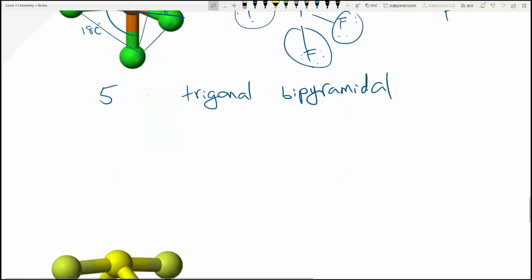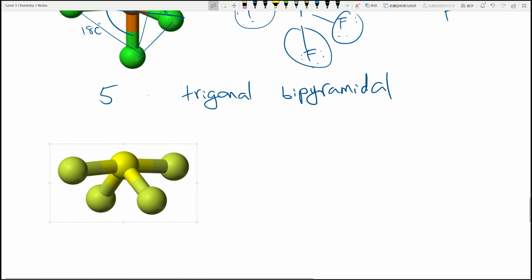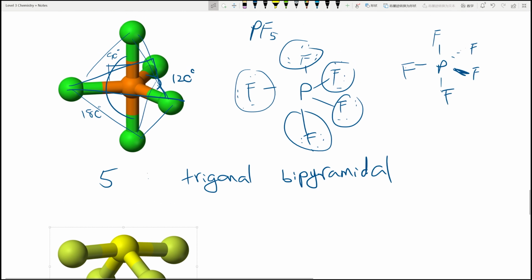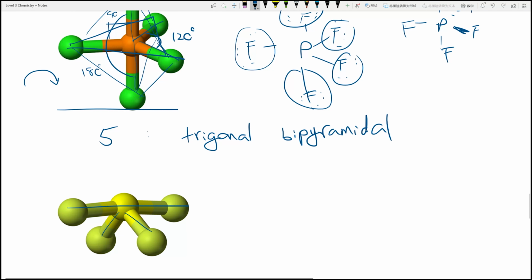Now I'm going to put these next to that one. If you look at the PF5 and look at this shape down here, can you imagine if I just have this shape up here, but then I rotate it this way, so this goes here, and these two are these two, and then these two that are going into the screen and out of the screen are these two. Okay, so this is a good example of SF4. We did SF4 before. I'm going to draw it similar to how they did it here. SF4 is not a tetrahedral shape. It looks like this.